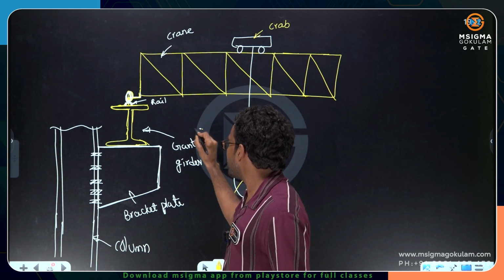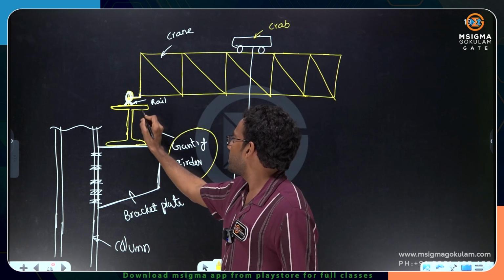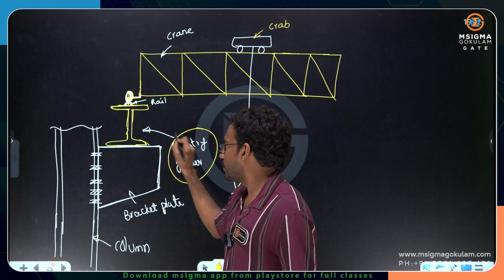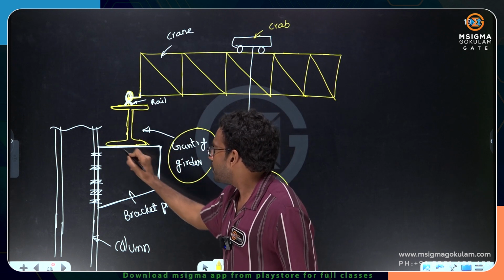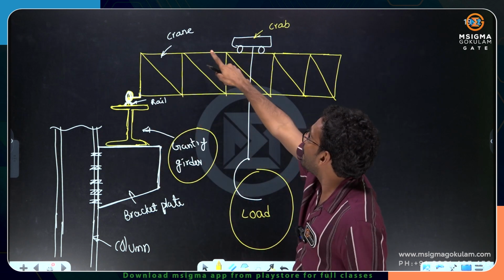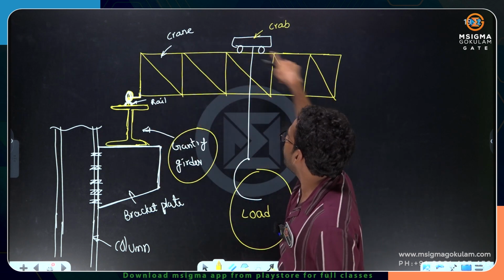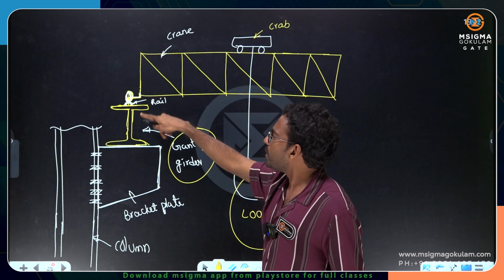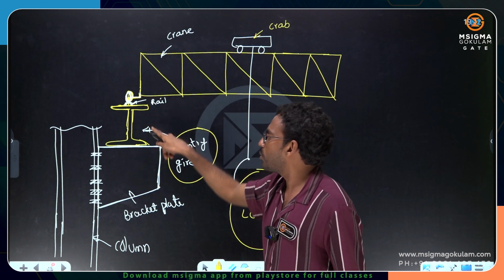This is the gantry girder. Please understand this. This I section itself is the gantry girder. So gantry girder is a beam which is provided in industrial structures to support crane loads, heavy loads, and which will transfer the load to the column.